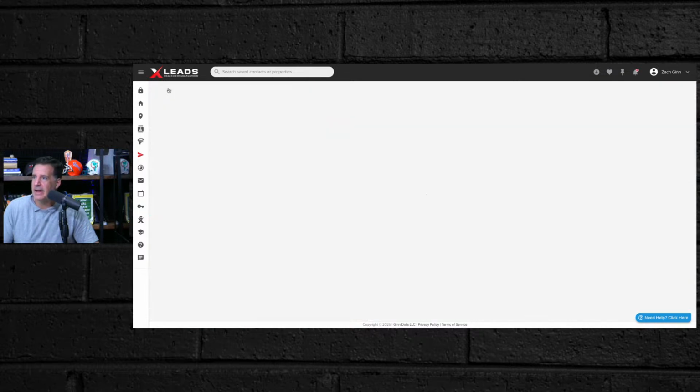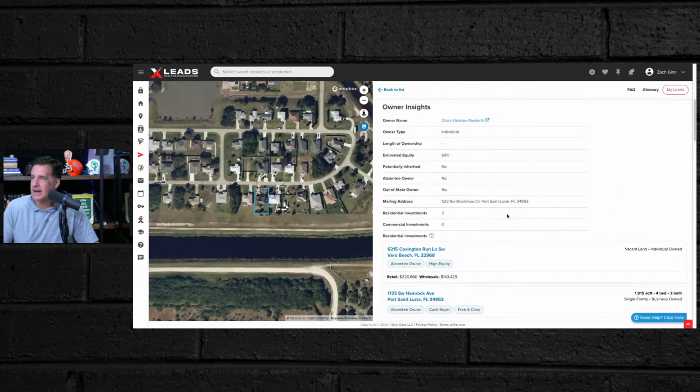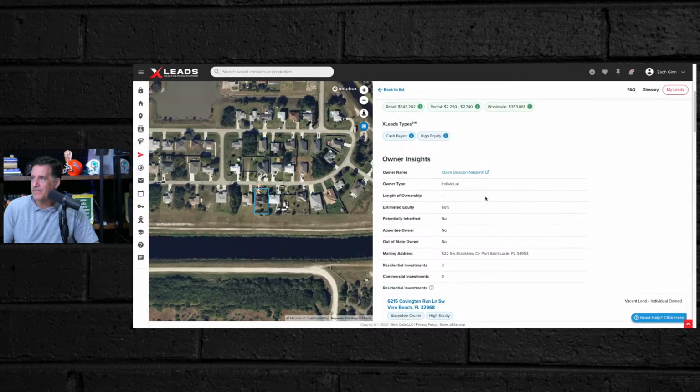Now, let's go back. If you look right here, this is the cool part. XLeads is automatically going to tag your leads to help you identify without you doing a dang thing, which is very, very powerful. Now, it gives you the highlighted property here. You can go on Google, look at images. If there's any MLS pictures from the past or currently, it will pop up there for you. It'll tell you this has a cash buyer tag and it has high equity, so an investor's probably bought this. And here's the best part, look at this. Here's the retail value. Here's the wholesale value.